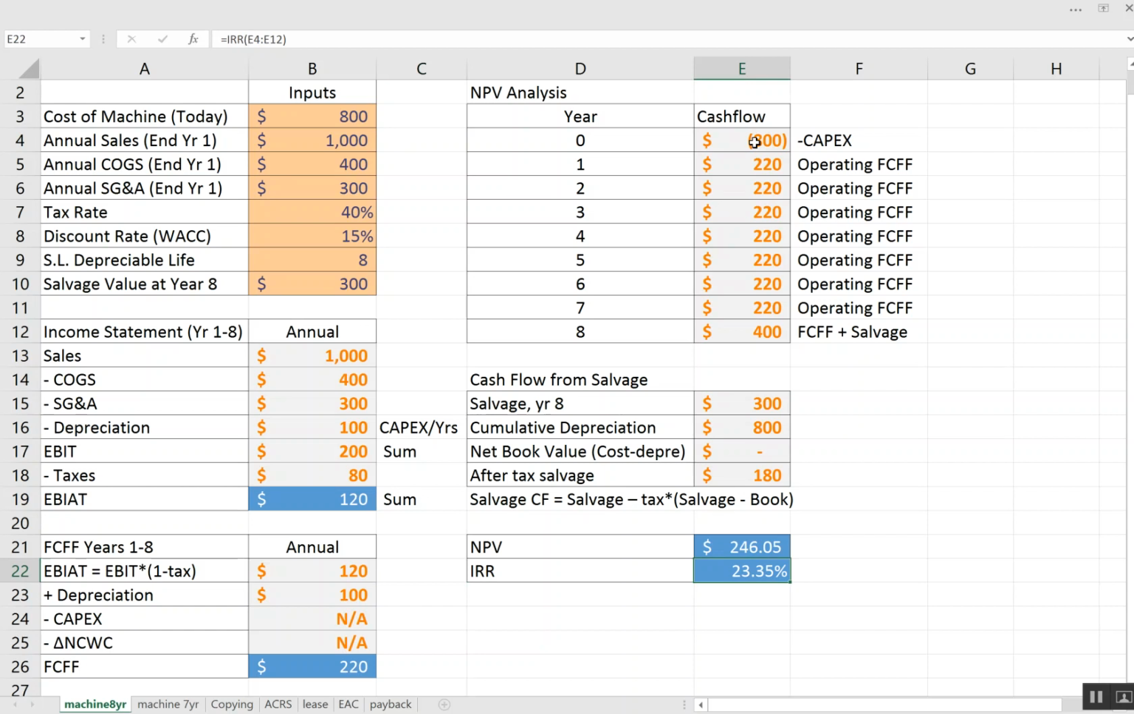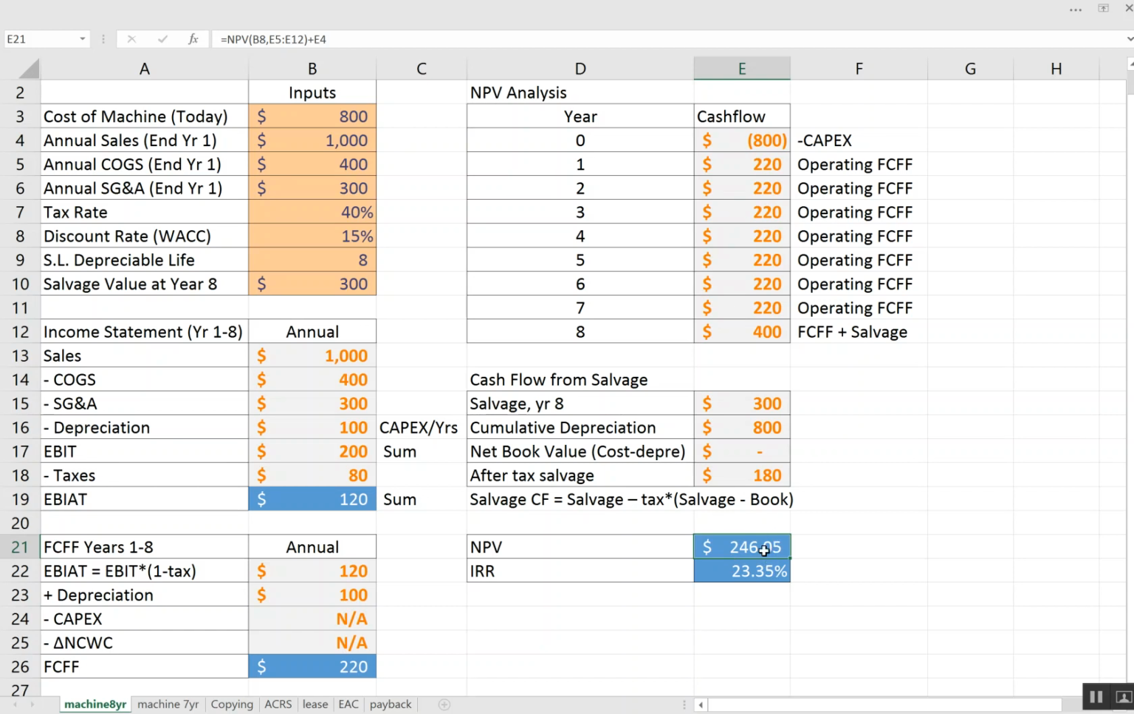Remember the interpretation. This project demands, based on its risk, which is the risk of the company, a 15% return. This project provides a 23% return, so it's a good project. Another way of thinking about it is if I were to pay off my capital providers who gave me $800, and if I paid them 15% out of my cash flows, I'd have $246 left. That is value created that's going to wind up being accrued by the equity holders.